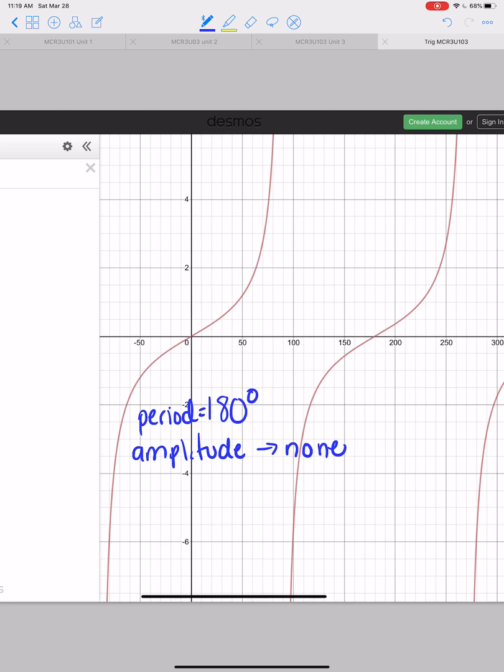Notice that there are also asymptotes which occur. Remember that an asymptote is a line that the curve comes closer and closer to, but never touches. In this case, there's an asymptote that occurs where x equals 90 degrees. And if we add 180 degrees to that, we will get another asymptote at 270 degrees.